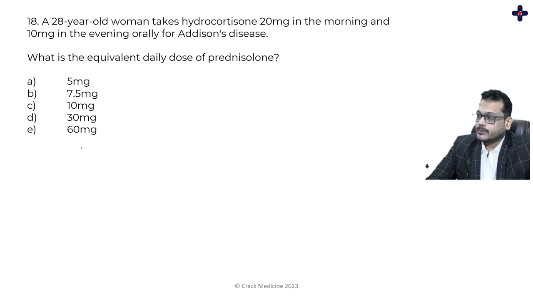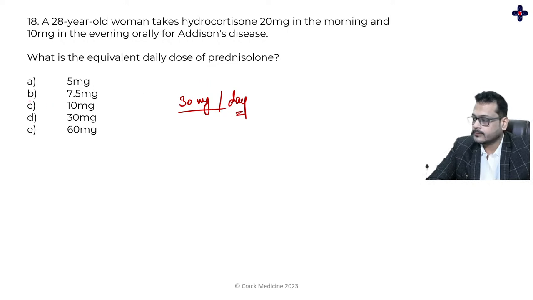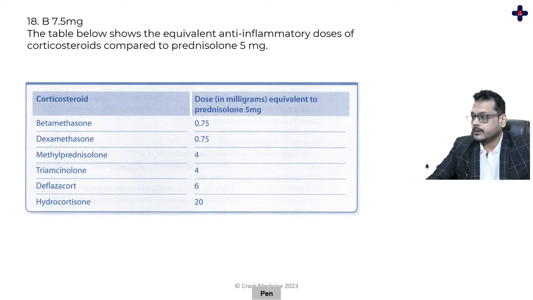Same drug dose calculation, but for different drug, that is hydrocortisone. So here, if you notice, the total drug per day intake of the patient is 30 milligram per day. Right? So the right answer to this is 7.5 milligrams. How we arrive to that answer? This is the table that we will encounter. Okay?